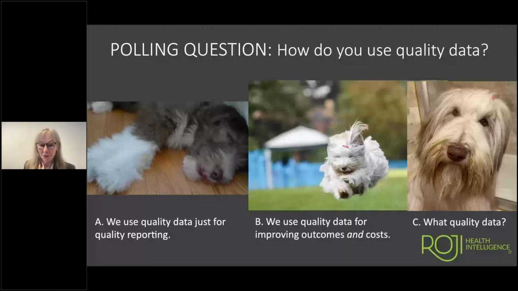Before I start presenting, I'd like to find out a little bit about how you're using quality data right now, because last time we talked about some quality data, but we didn't talk about quality data in general. If you're snoozing on option A, you might be using quality data for just quality reporting. If you are flying with some quality data, select B: we use quality data for improving outcomes and costs. And if you're frankly kind of confused about what kind of quality data we'll be talking about today, just say so: what quality data?